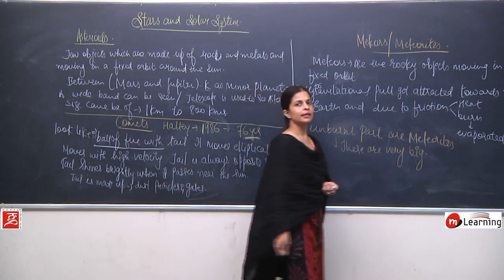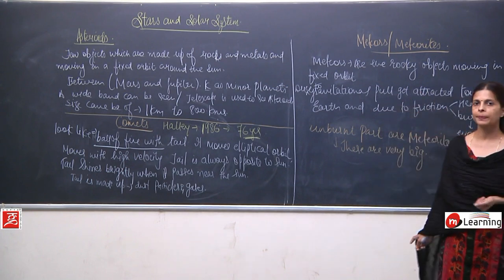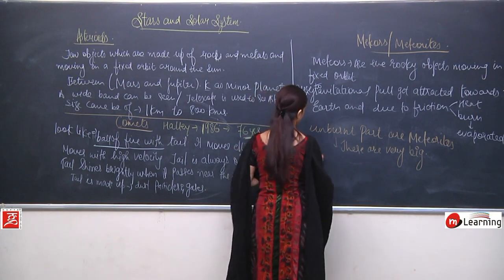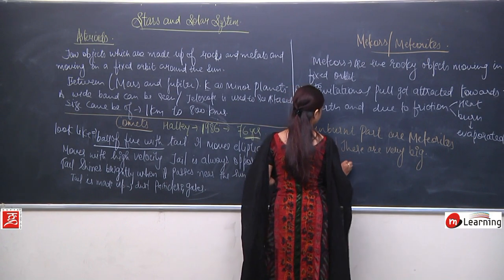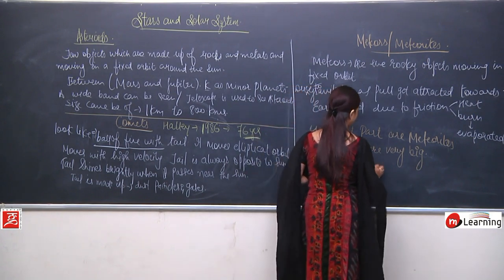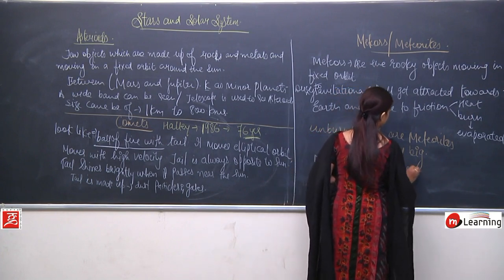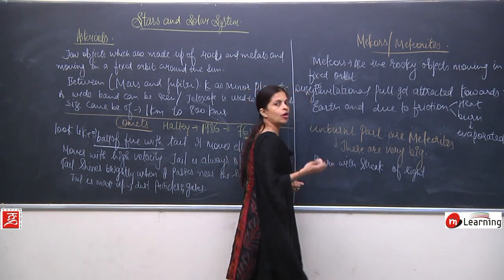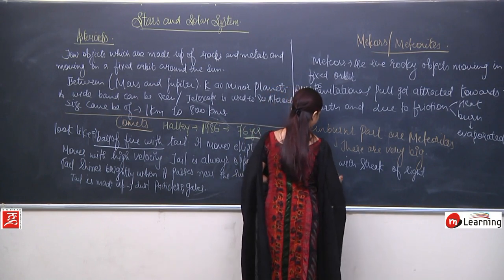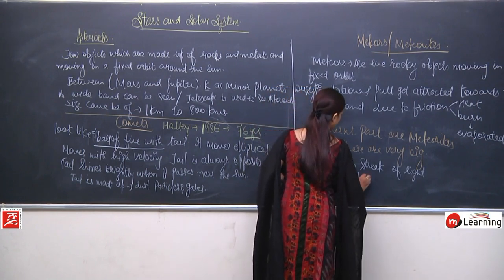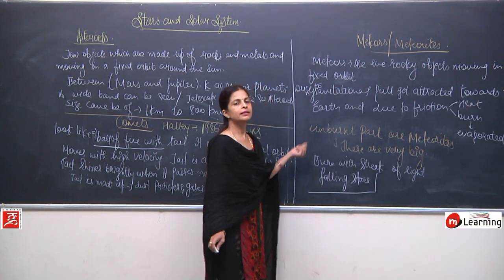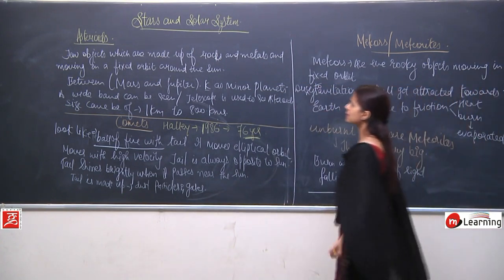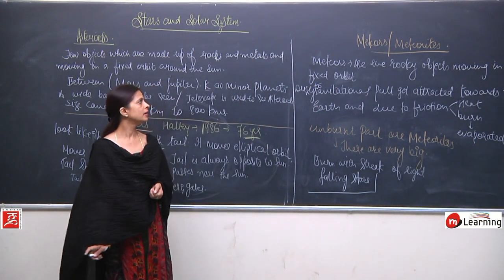So when they come into Earth's atmosphere, they catch fire, they start burning, and they burn with a streak of fire. It can be seen with a streak of light. And often these are called falling stars, but they have got no connection with the stars. These are not stars.